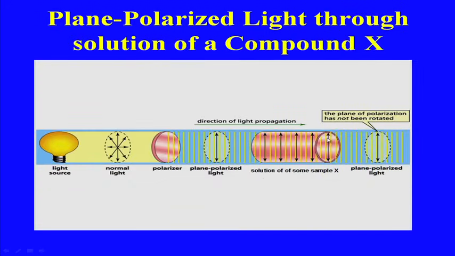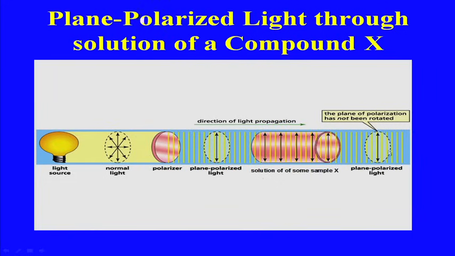Suppose this is a solution containing a sample x, a molecule x, and you produce plane polarized light by shining a bulb and putting a polarizer. This, by the way, is called the polarizer. So, it will produce the plane polarized light, and suppose the vibrations are taking place in a vertical direction. Now when it goes through the solution, if the solution does not change the plane of polarization, the plane of polarization remains vertical.